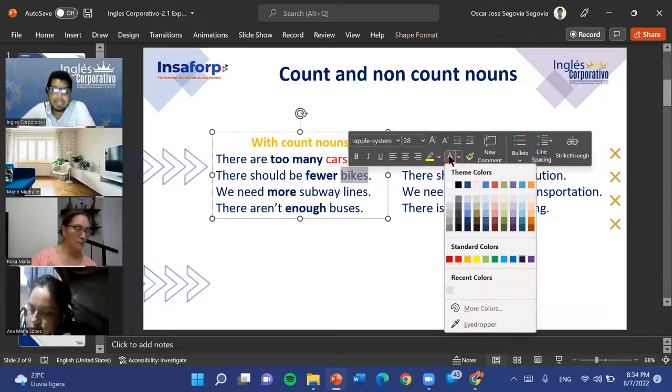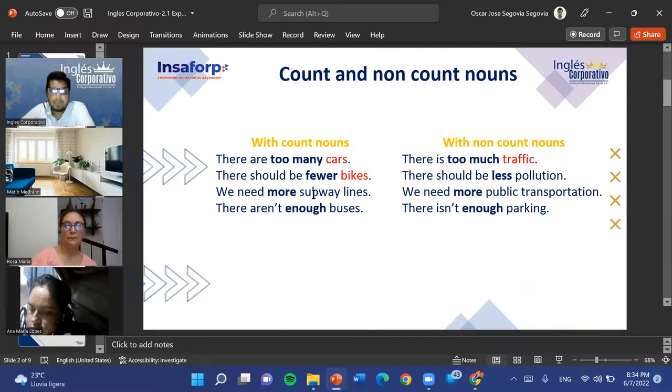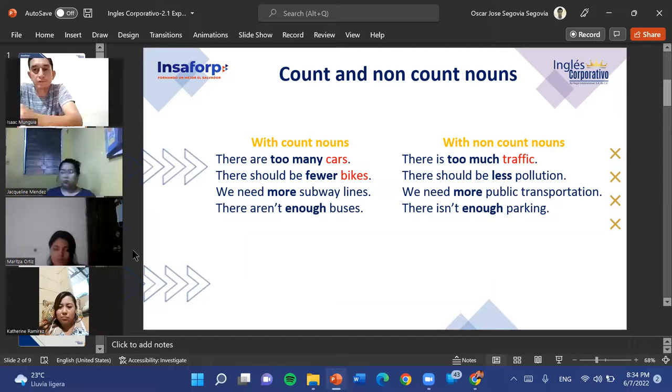Now, what do you guys think? Do you think it would be like a reality in our country? Or are you guys okay with the amount of bikes that exist in our cities? What do you think, Isaac? Do you think there should be fewer bikes? Or are we okay with the amount of bikes that we have?